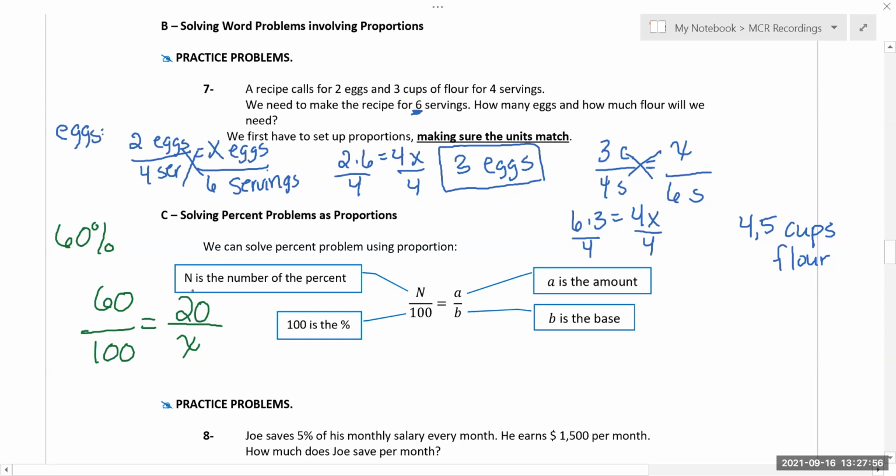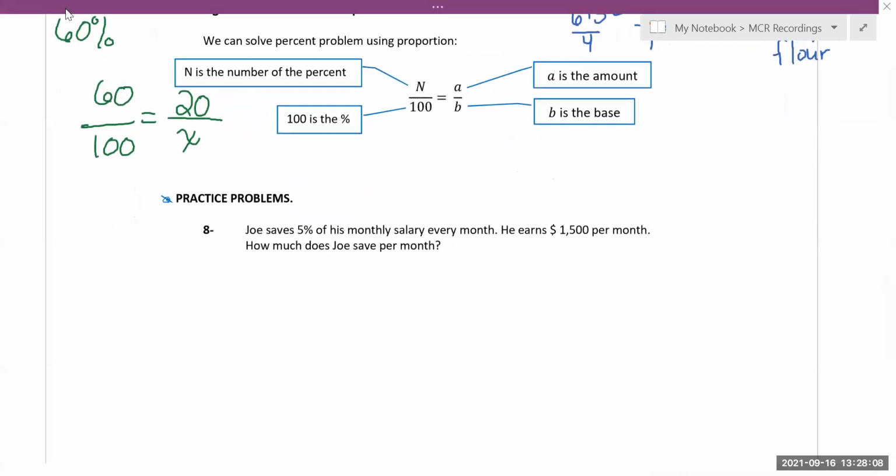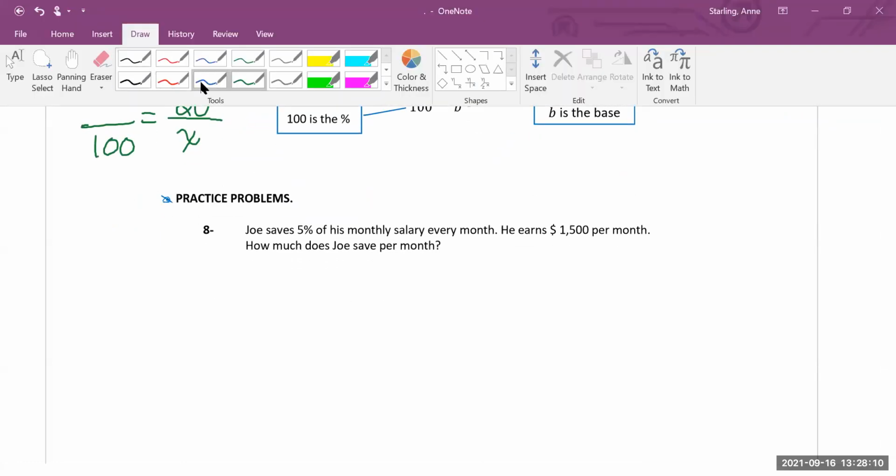This is the part, the whole. That's another way I think of it. Part whole equals part whole. And then I can go that way. So for question 8, read it, try it however you want, then come back.